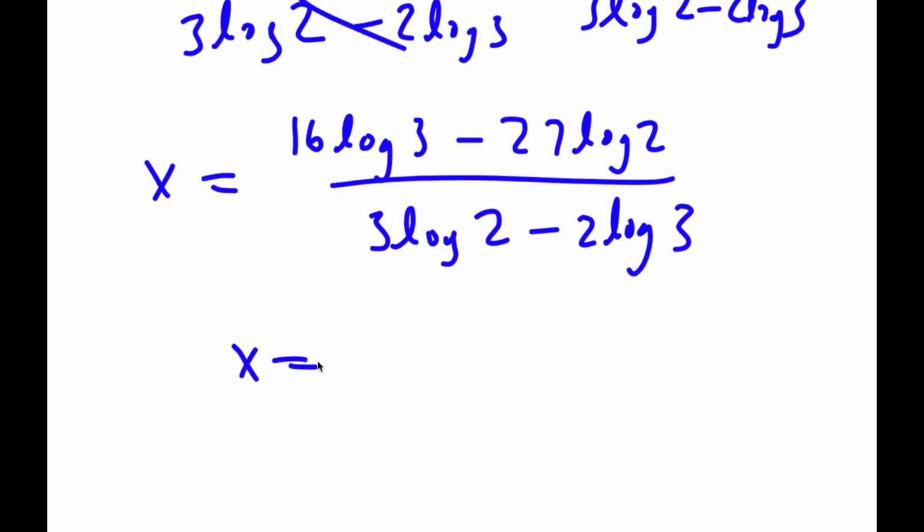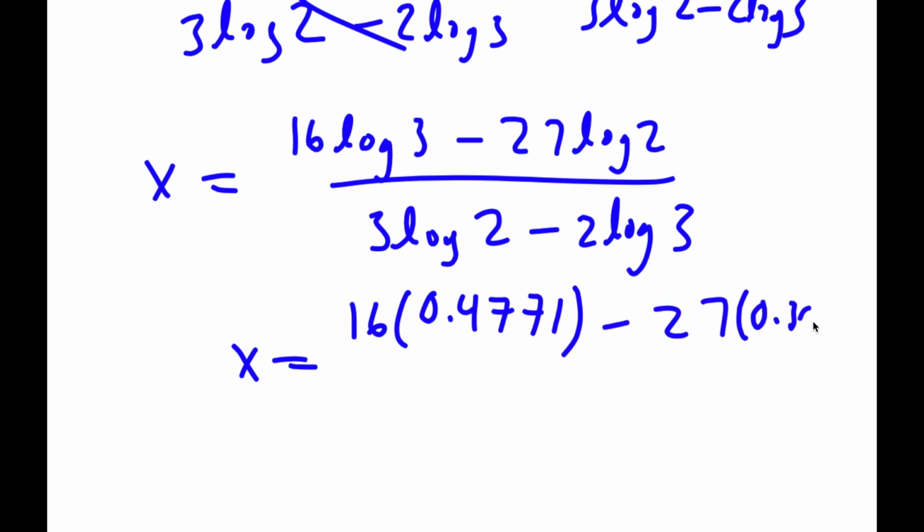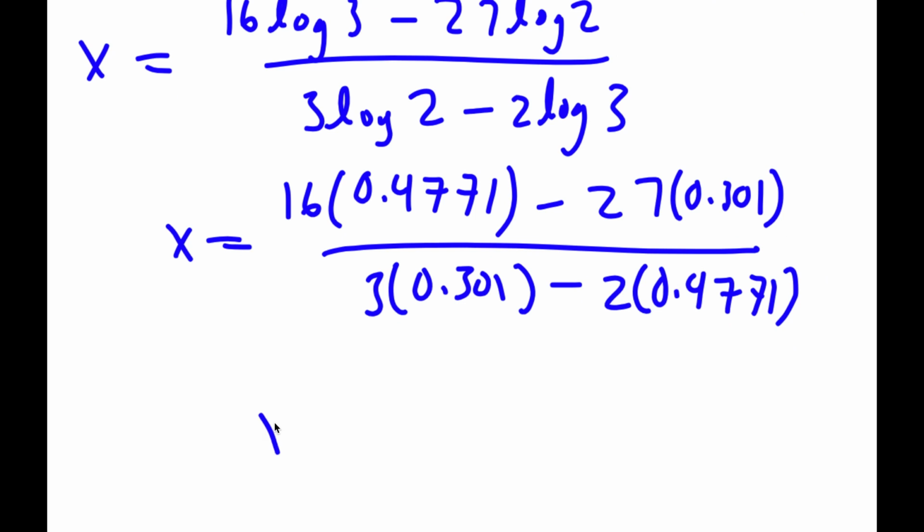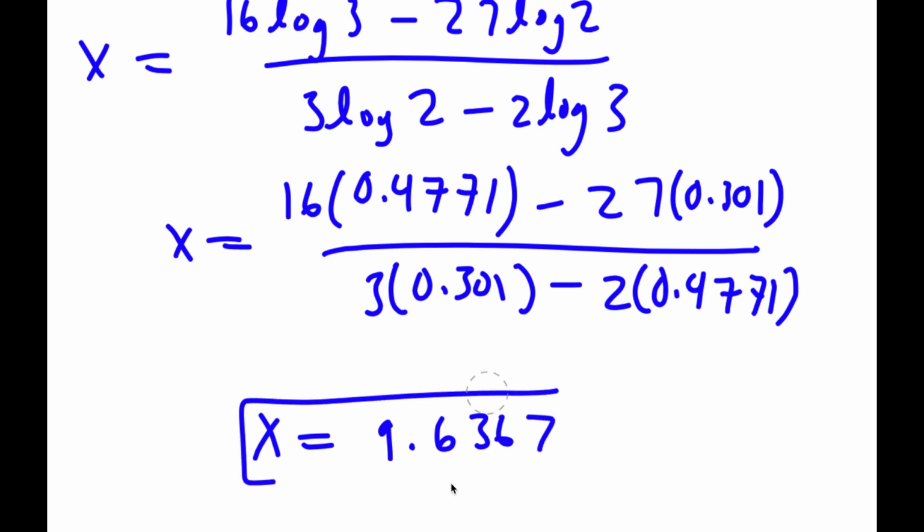So now this simplifies to x is equal to 16 times 0.4771 minus 27 times 0.301, over 3 times 0.301 minus 2 times 0.4771. And I'm not going to waste your time simplifying this, but the answer for x ends up being 9.6367. So this is my answer.